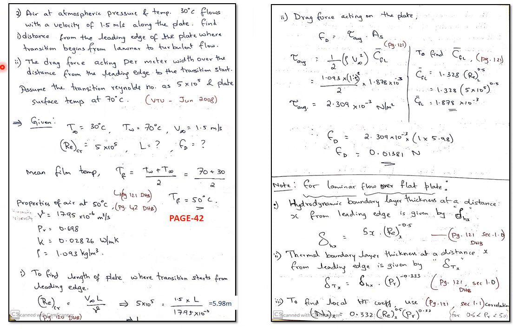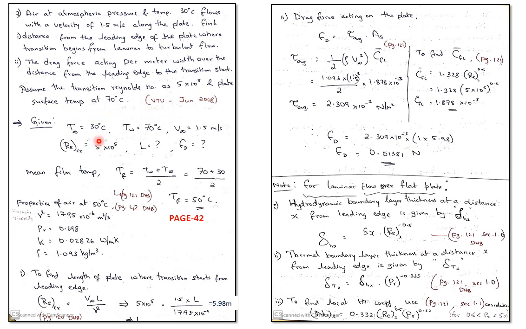Now the second problem. Air at atmospheric pressure and temperature 30 degrees Celsius flows with a velocity of 1.5 meters per second along the plate. Find the distance from the leading edge of the plate where transition begins from laminar to turbulent flow, and the drag force acting per meter width over the distance from the leading edge to the transition point. Assume the transition Reynolds number as 5 into 10 raised to 5 and plate surface temperature as 70 degrees Celsius. Let's see how to solve this.